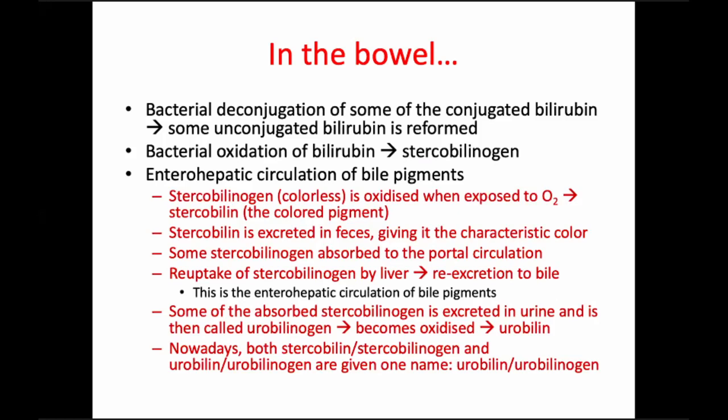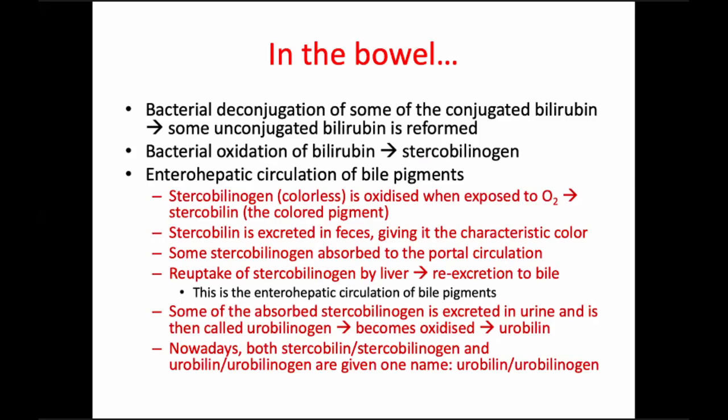Now, some of the absorbed stercobilinogen escapes getting re-excreted in the bile, and that enters the systemic circulation, and then it is filtered into the urine, and that is called urobilinogen. It is the same molecule with a different name, urobilinogen, and that is in the bladder and then goes in the urine. And once it comes out in the urine, it gets exposed to oxygen and becomes oxidized and becomes a darker color, urobilin.